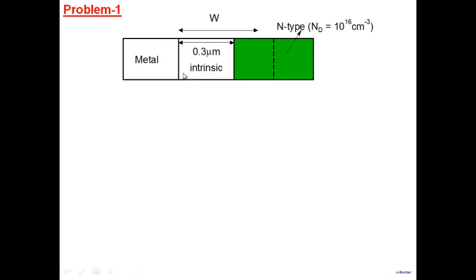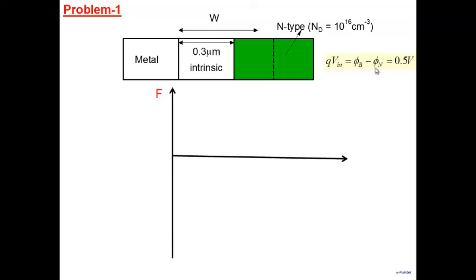All right, we had seen this particular example in the last class, right? So metal, and then there is an intrinsic region, and then we have an N-type region here, and obviously the depletion width will lie somewhere here. And so we said again, sketch the field here. We can obviously find out V_BI and all that here because the depletion width lies here. So V_BI we can find out. So again, sketch the field here.